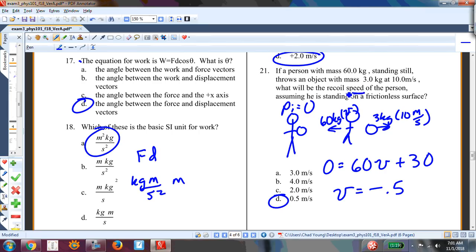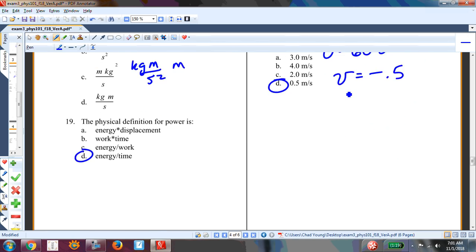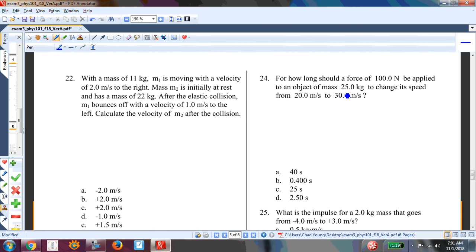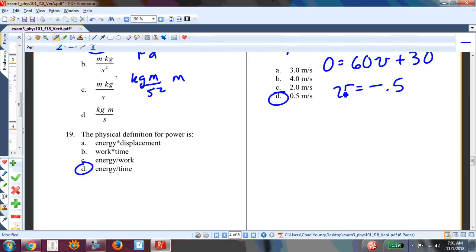It's looking for the speed, not the velocity. If I ask for the velocity, I would expect some directional information, but asking for the speed, I do not. All right, so 21 was D.